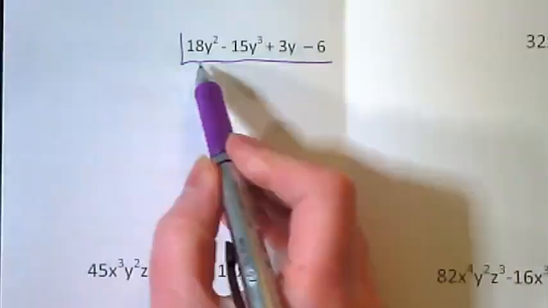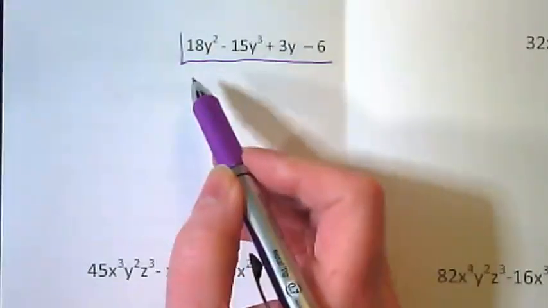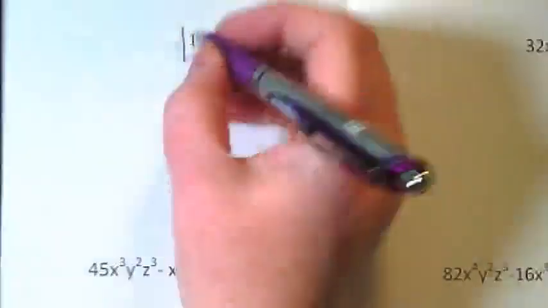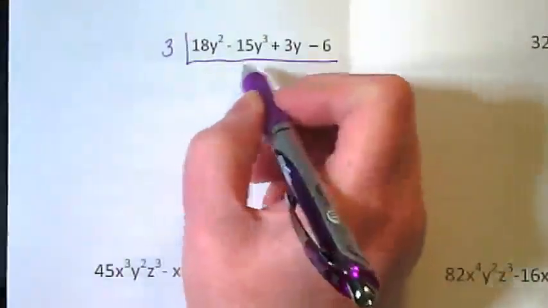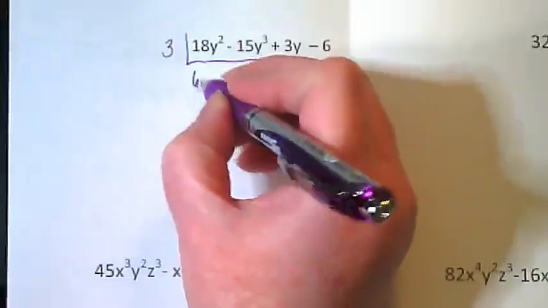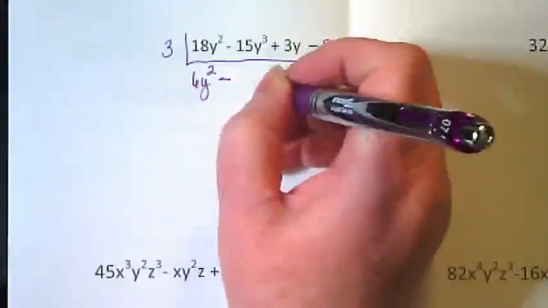So we are looking at these four terms, and we're looking for a number that divides evenly into each coefficient and constant. When I look at this, I see that I could divide out a 3. Underneath each term, we're going to rewrite it, having divided that term by 3.